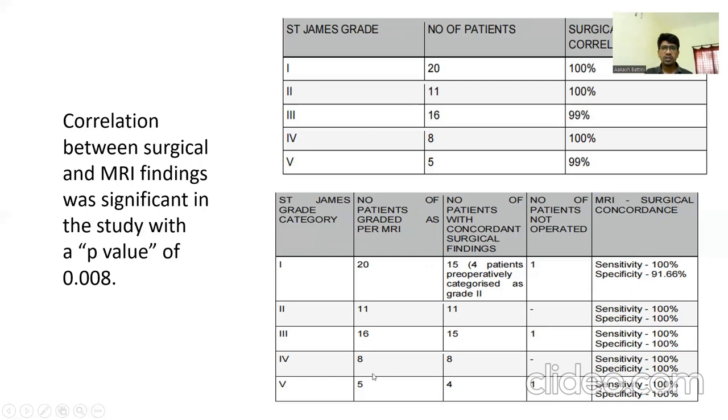Grade 4 is seen in 8 patients as per MRI findings, and surgical concordance is 8, and sensitivity and specificity is 100%. Grade 5, number of patients as per MRI grading is 5, and number of patients with surgical findings is 4. One patient is not operated, and sensitivity and specificity is 100% here. Correlation between the MRI findings and surgical findings was significant in the study, with a p-value of 0.008.